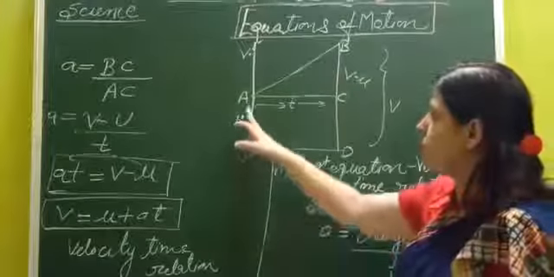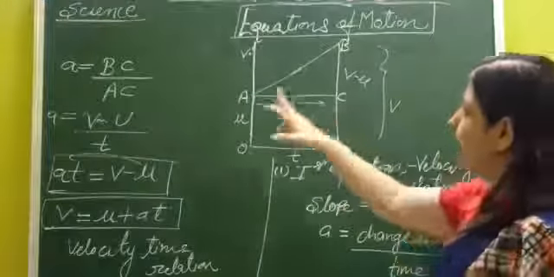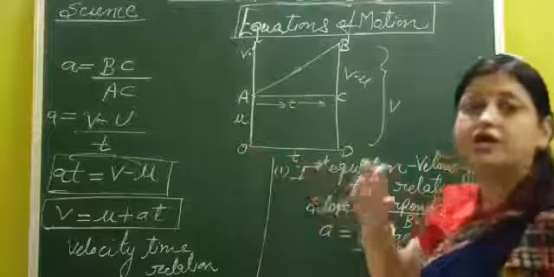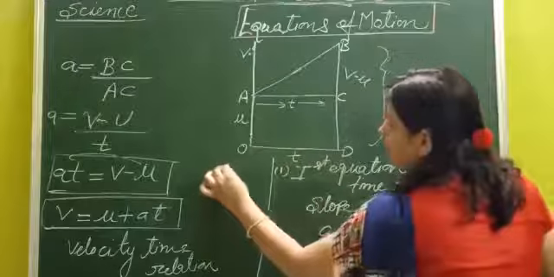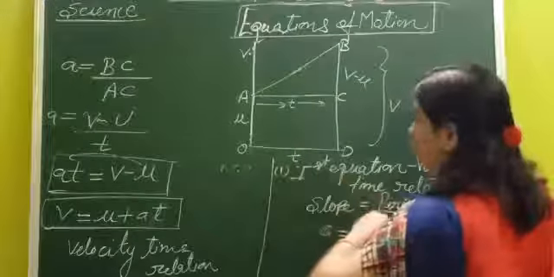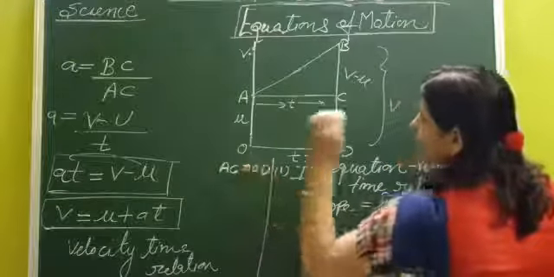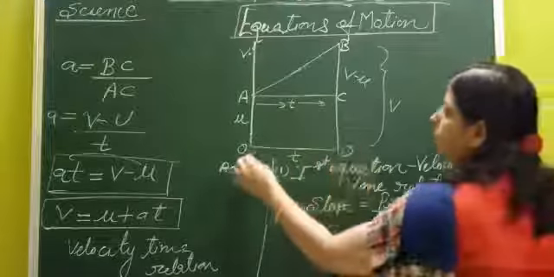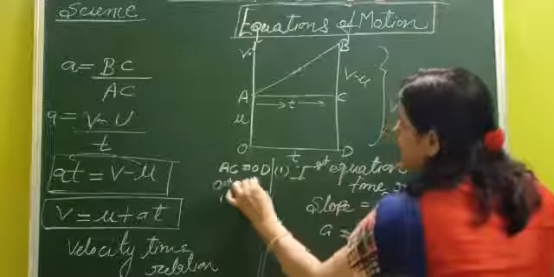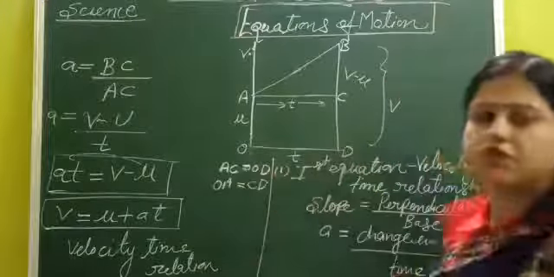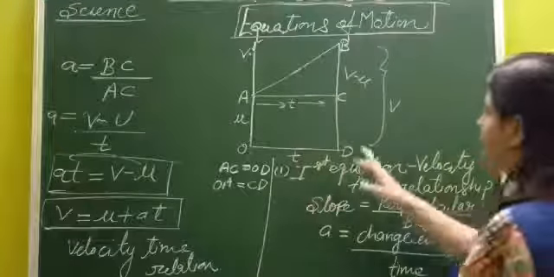We can make a line here, so this graph is O, A, B and D. In this graph we can see that AC is equal to OD, right? And the side OA is equal to CD. So for derivation of the first equation we see this graph.